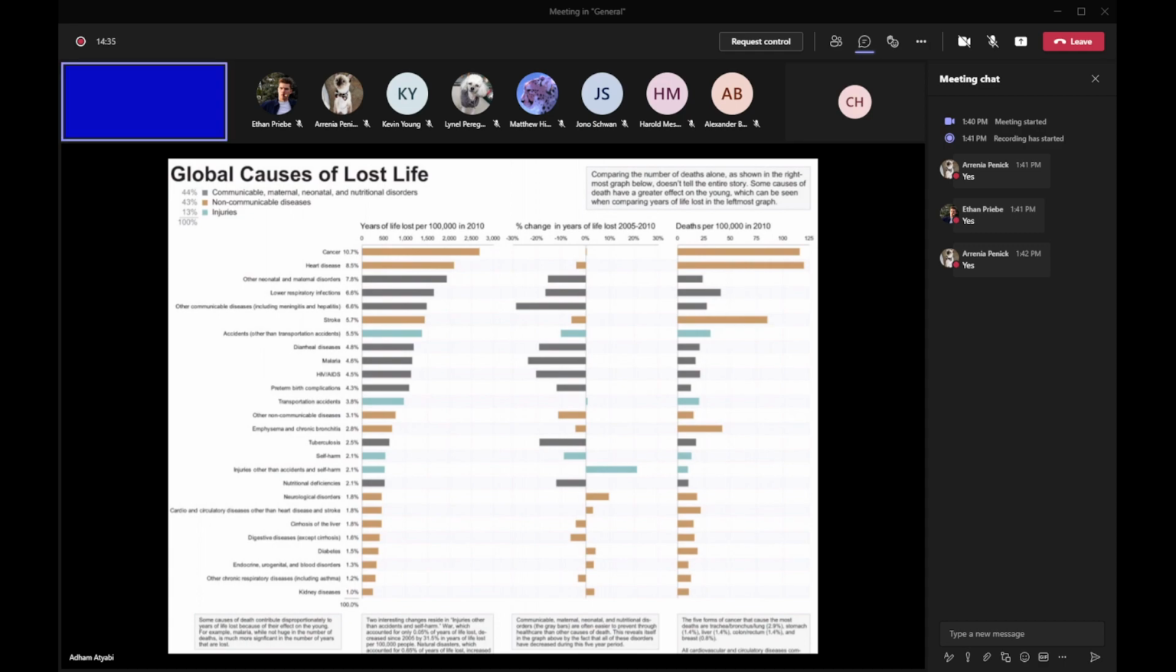So in here we have the number of deaths per 100,000 in 2010. We have the percentage of the life lost between years 2005 and 2010. And then we have years of life lost per 100,000 in 2010. And the legends are presented on top here on the left. And there are three groups again: communicable, non-communicable, and injuries.